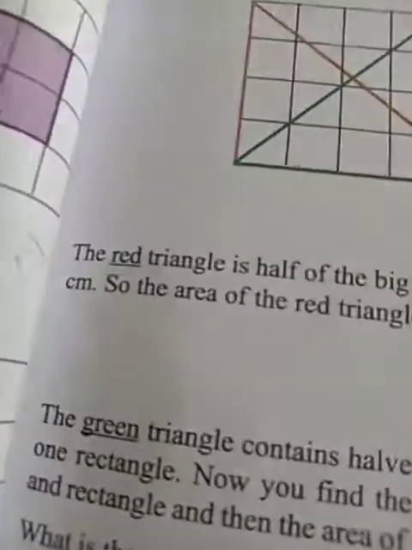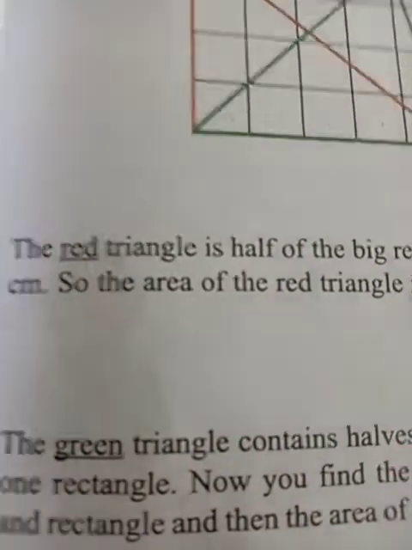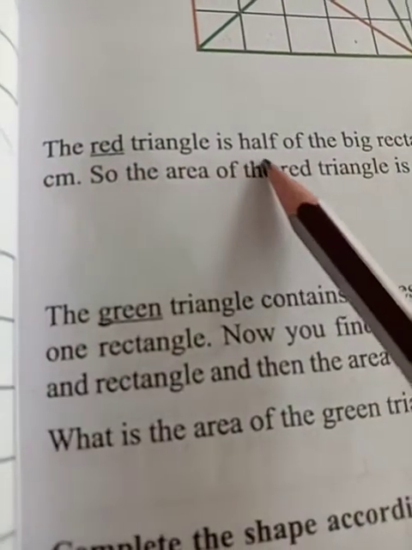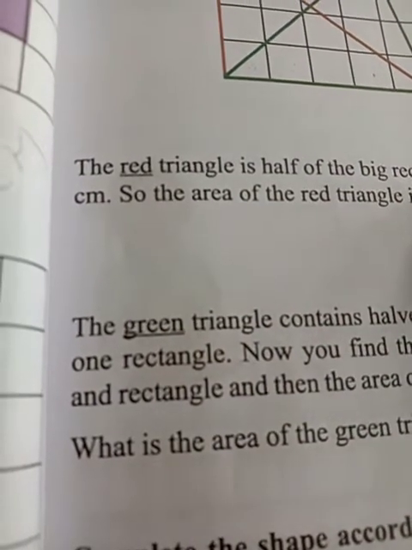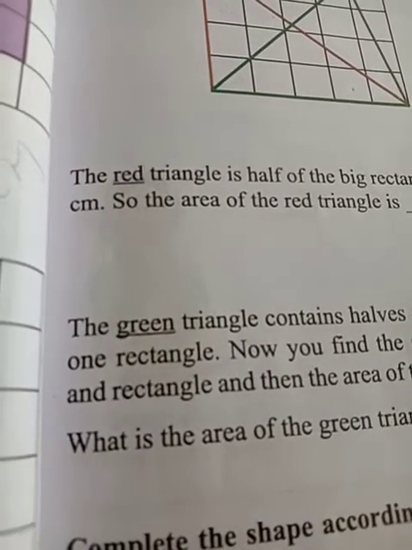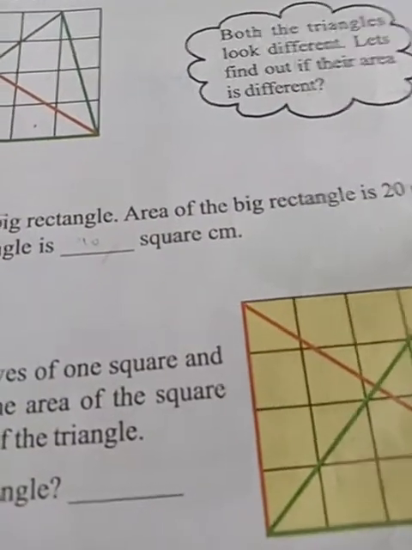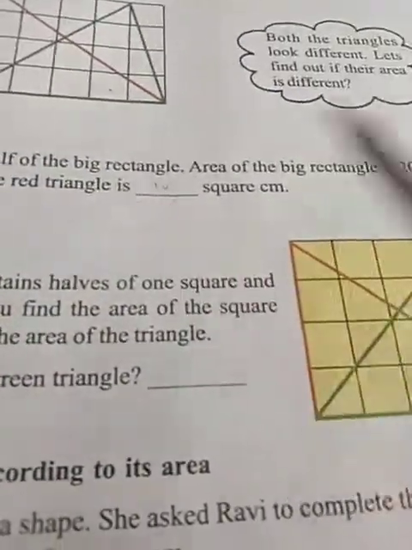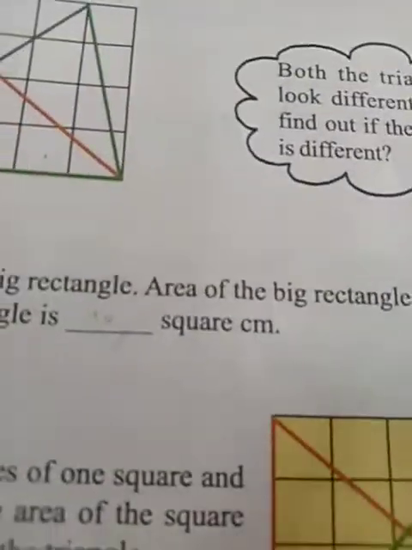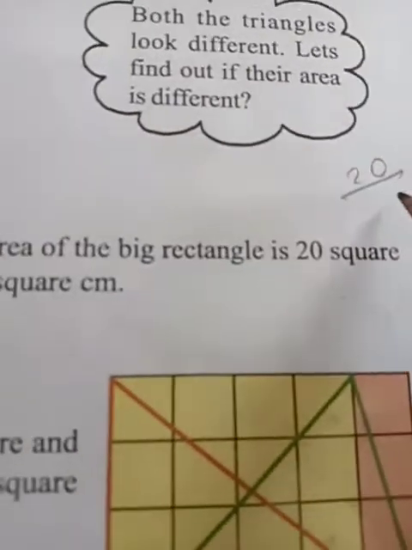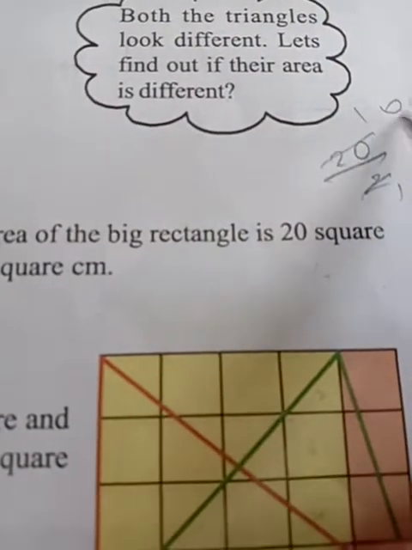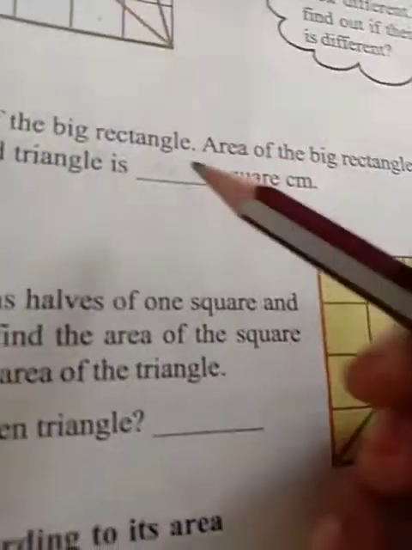So now find them. Okay. Now find it. The red triangle is half of the big rectangle. So half of the big rectangle. So the area of the big rectangle is how much? 20 square centimeters. So the area of the red triangle is half, 20 by 2. How much? 2 ones are 2, 2 tens are 20. 10. So 10 square centimeters.